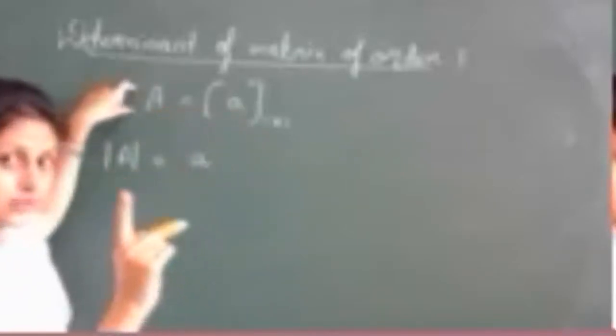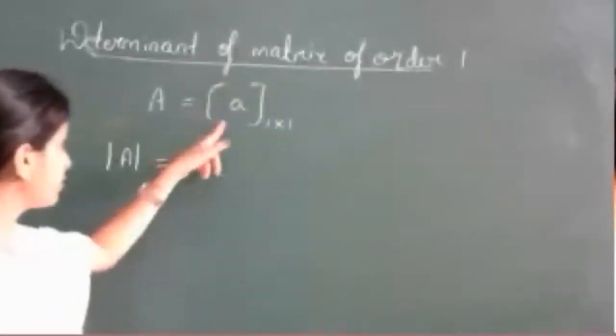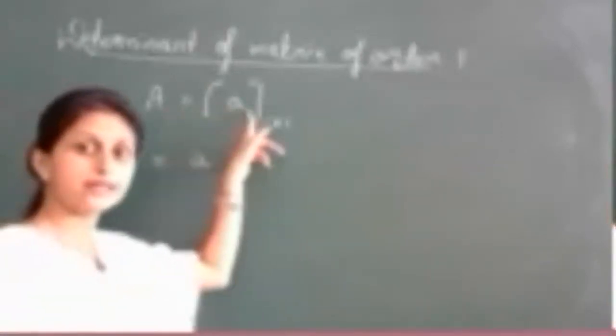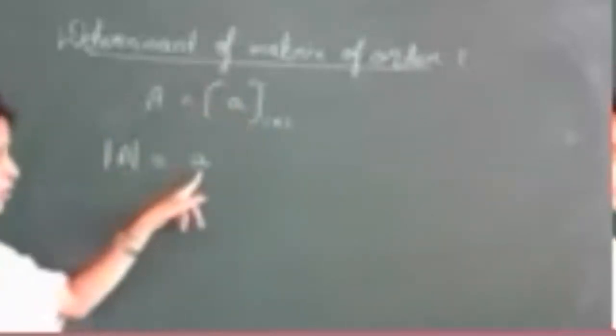Please see, students, this is very, very important. A matrix of order 1, you will write in square brackets. And the determinant of a matrix of order 1 will be the same single element. That element will be the determinant of the matrix, and here you write it as a number. You will not write it in square brackets.